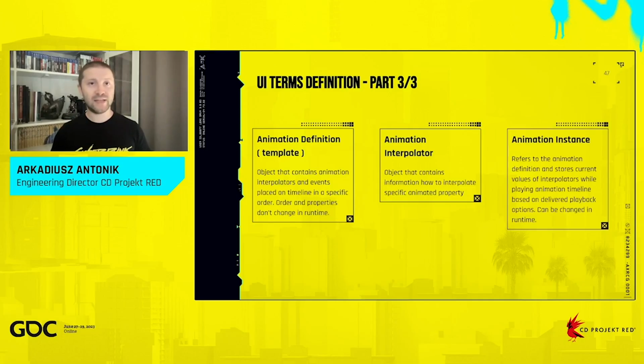Last but not least is the main object used for animation updates, animation instance. It refers to the animation definition and stores current value of interpolators while playing animation timeline based on delivered playback options. Only this object will change in runtime.